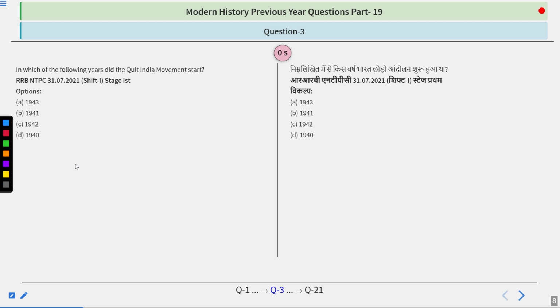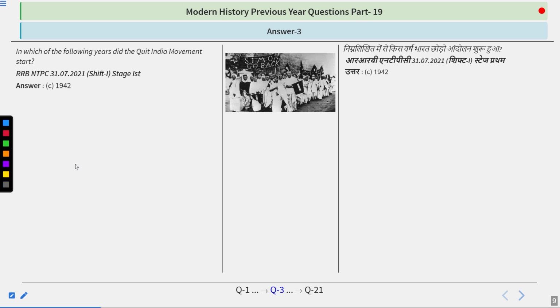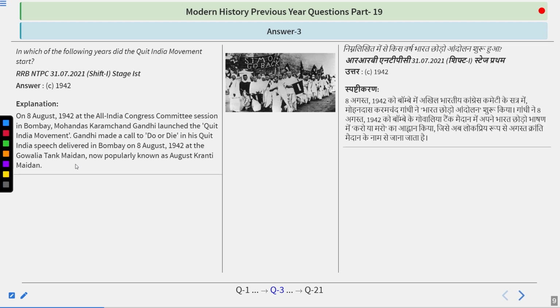And I guess you have figured out the answer. The answer of this question is 1942. On 8th August 1942, at the All India Congress Committee session in Bombay, Mohandas Karamchand Gandhi launched the Quit India movement. Gandhi made a call to do or die in his Quit India speech delivered in Bombay on 8th August 1942 at the Gwalior Tank Maidan, now popularly known as Agast Kranti Maidan.